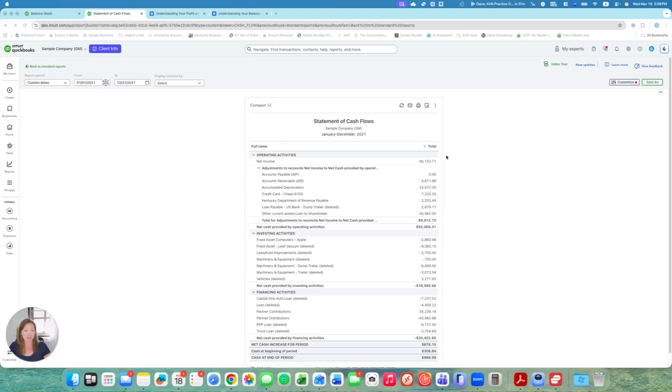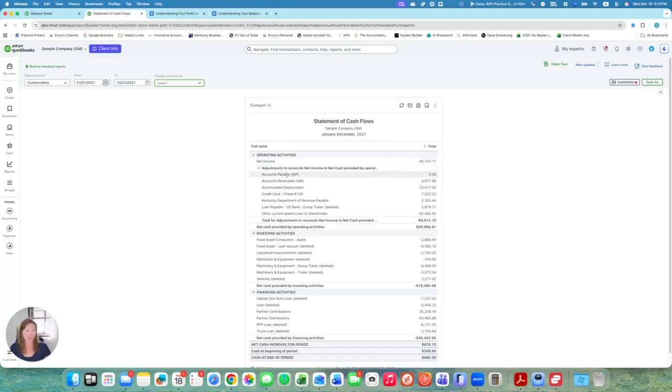Not everything that you spend cash on and that goes out of your business is on the profit and loss. So that's where the statement of cash flows comes in, to explain where your cash went outside of the profit and loss. So the first number here is the net income. This is what your profit and loss says you actually made. It says you made $40,000, but you don't have $40,000 in your bank account. Why not? So this is what the answer is.